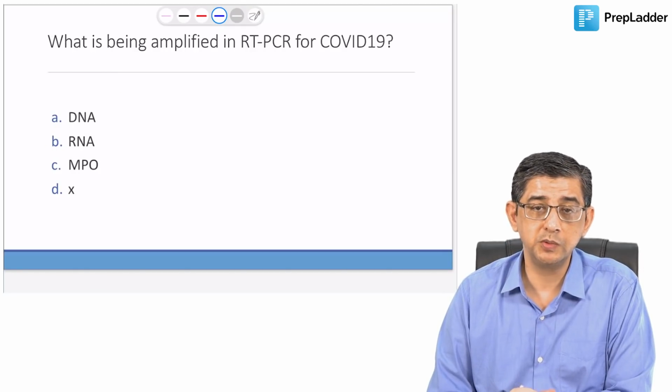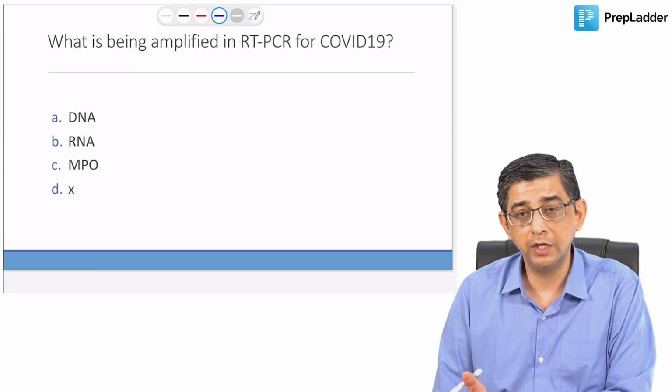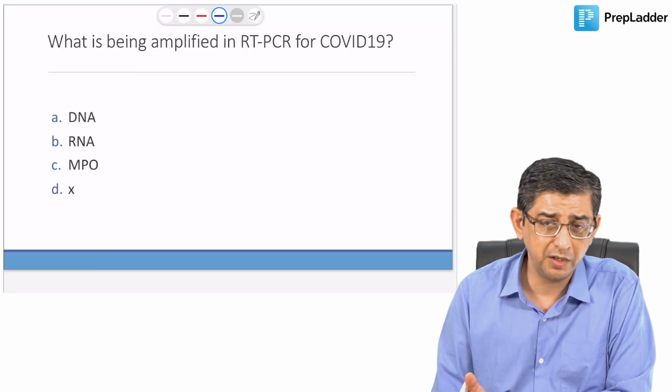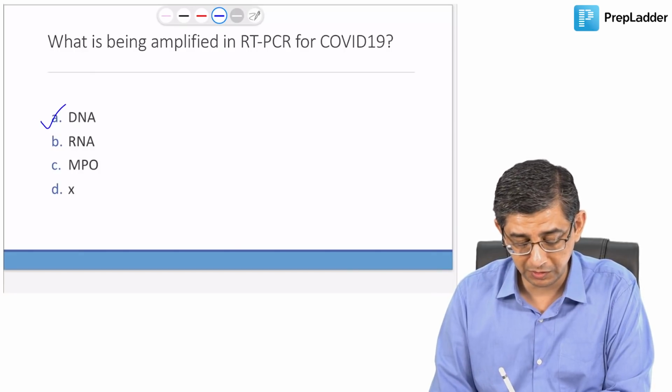The next one says what is being amplified in reverse transcriptase PCR for COVID-19. Even if COVID-19 was not there, even if it's any RNA virus, it would be converted into DNA, and the DNA is the one that is amplified. So the answer will be option number A.